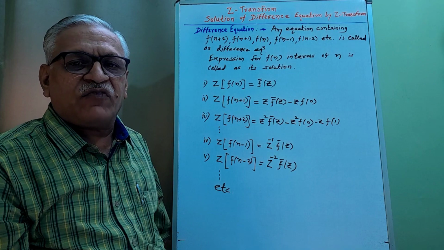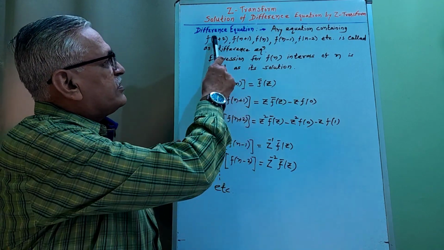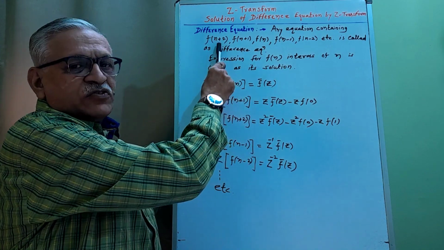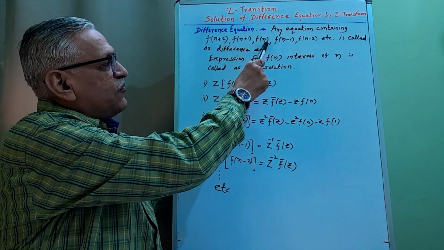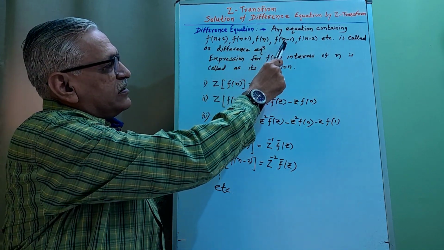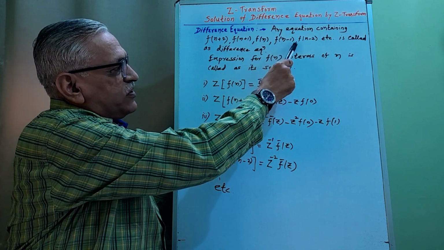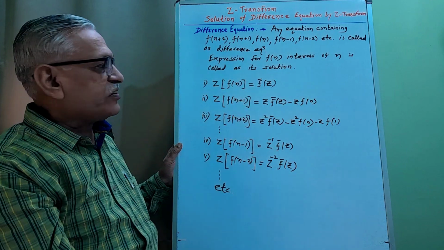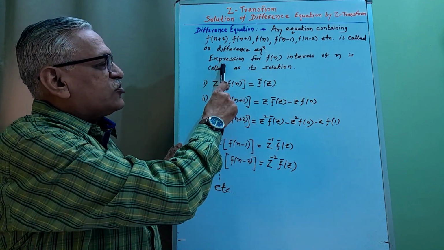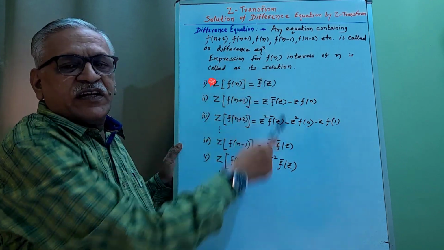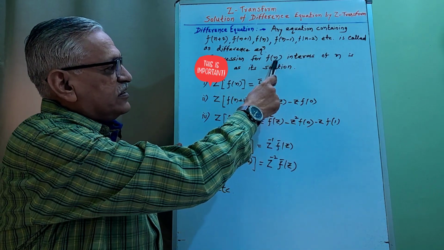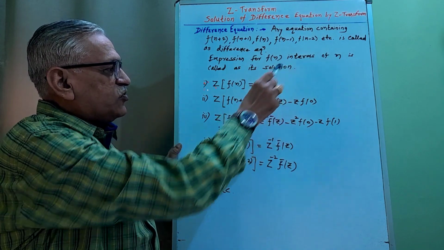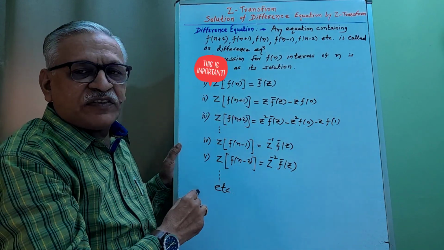First of all, I will define what a difference equation is. Any equation containing the terms f of n plus 2, f of n plus 1, f of n, f of n minus 1, f of n minus 2, etc. is called a difference equation. Its solution is any expression for f of n in terms of n. To find the solution, we have to remember some standard results.